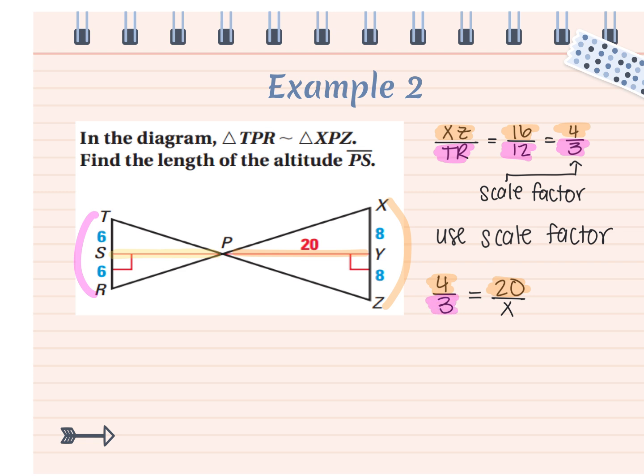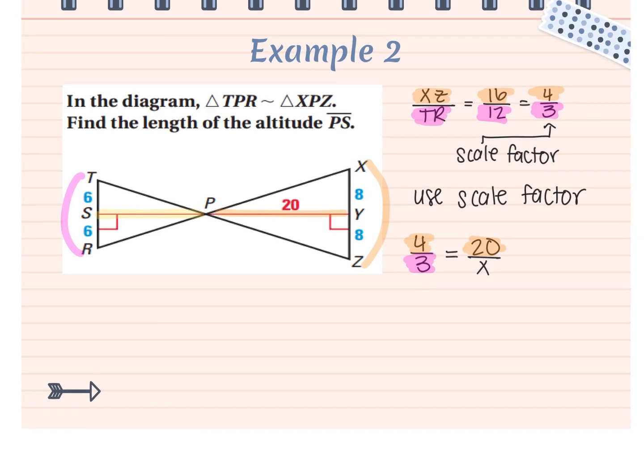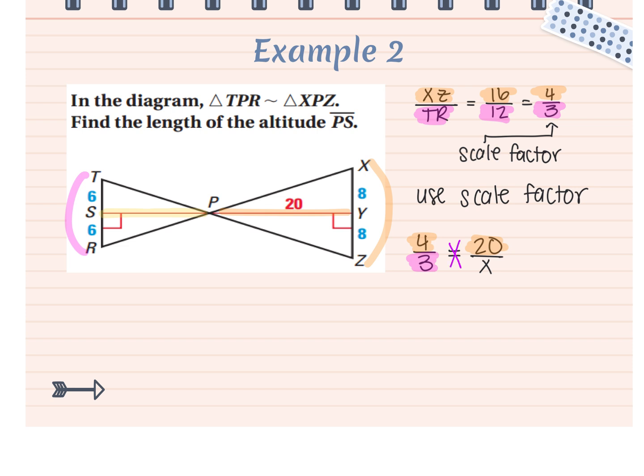So same thing as before. We're going to do the same process. I'm going to cross multiply, and then I'm going to divide. So cross multiplying, I'm going to get 4x equals 60, and then divide. Cross multiply, divide, x is going to equal 15. So PS, which is my altitude, equals 15. And I'm done. Questions on example number 2.